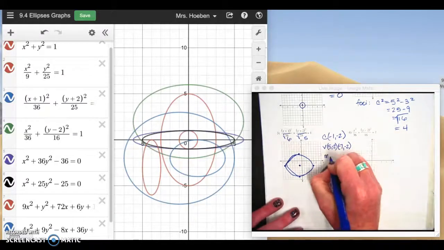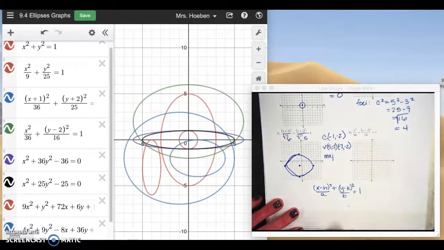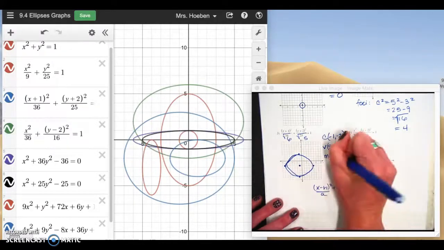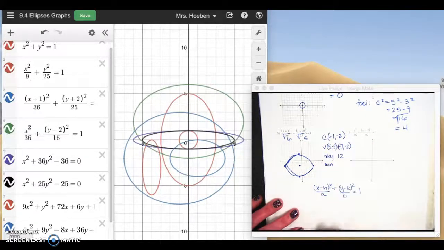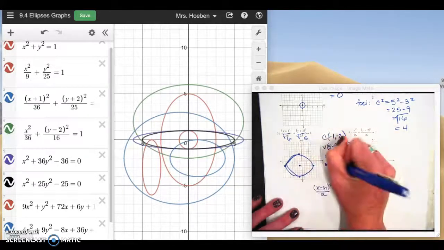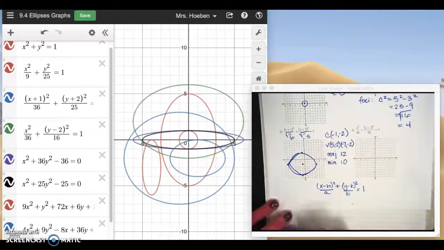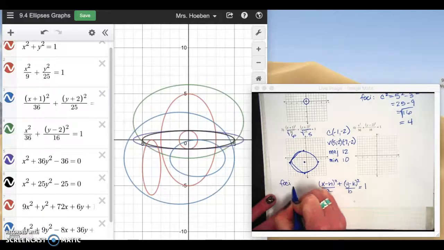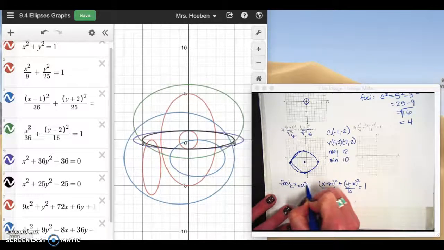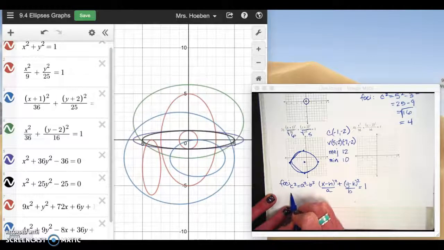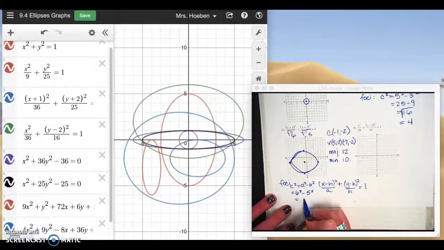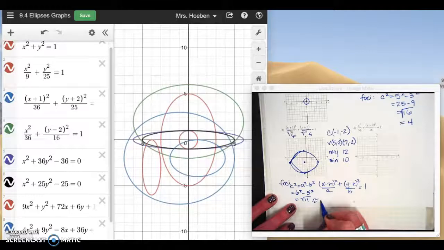So the major axis, that length is going to be, what, double this? So 12. The minor is going to be double this, which is 10. And then let's find c squared equals a squared minus b squared. So what is that? 6 squared minus 5 squared. Then we'll take the square root of it. So I got square root of 11. And I calculated it, and I got a decimal, 3.31-ish.